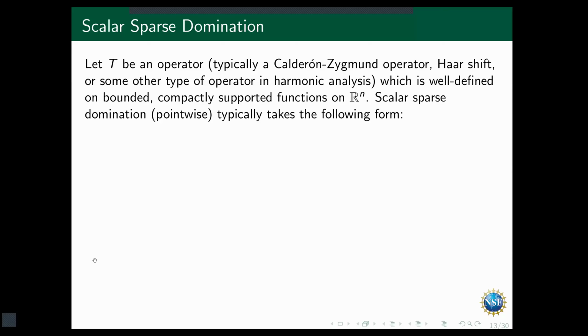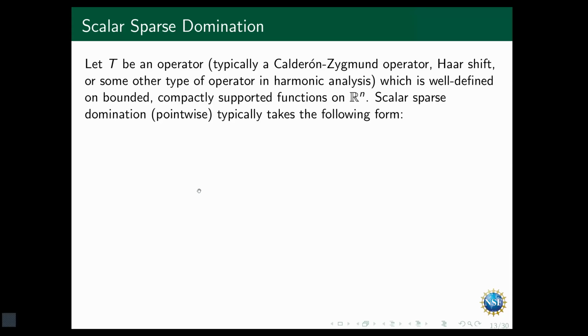And the utility of the sparse collection is what's called sparse domination. That involves taking an operator that's usually something like a Calderón-Zygmund operator, or a Haar shift, a paraproduct, or some other type of operator in harmonic analysis. And typically it's an operator that's going to be well-defined, say, on bounded compactly supported functions, and maybe it has a bounded extension to L2.